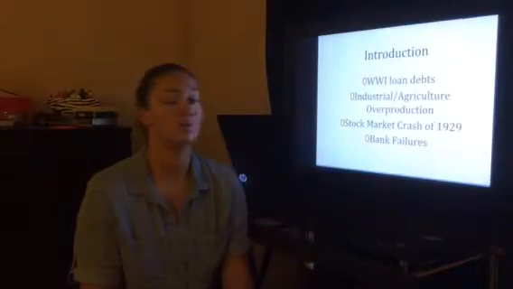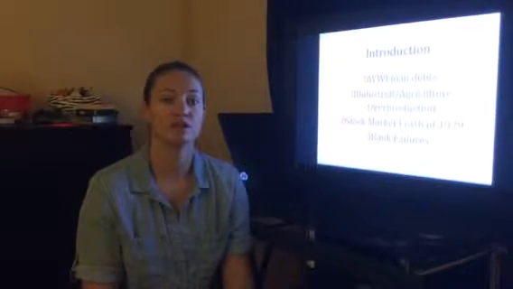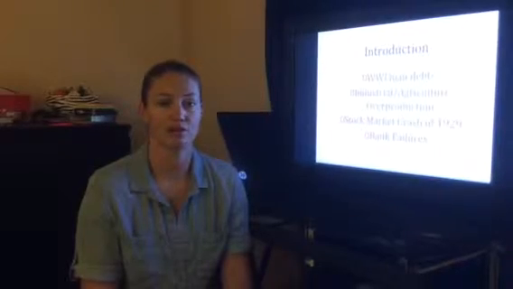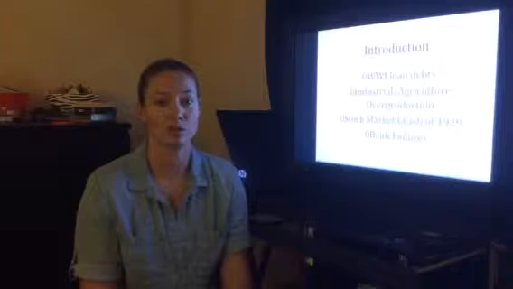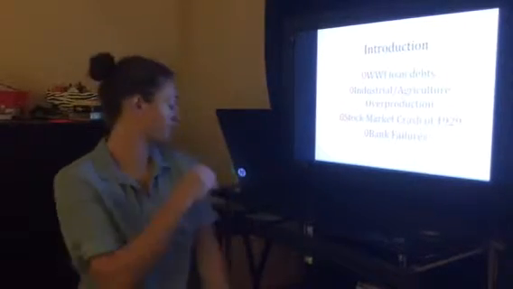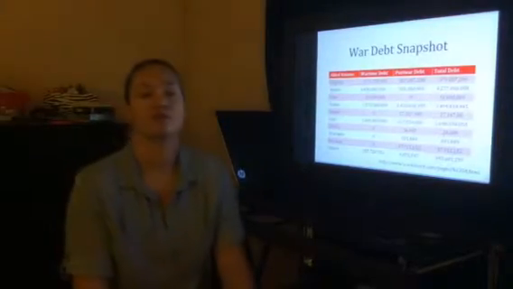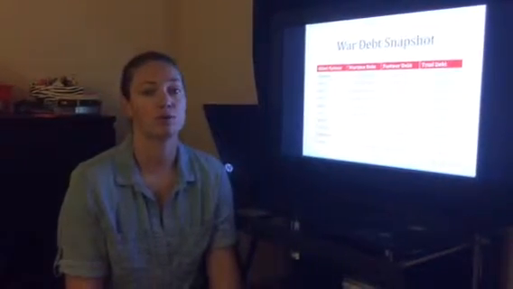First, we're going to talk about war debts and their effects. Then we're going to talk about overproduction in the industrial and agricultural sectors. Then we're going to talk about the stock market crash of 1929, which led to bank failures all over the U.S. This first slide is just a snapshot of the millions of dollars that America loaned out pre- and post-war.